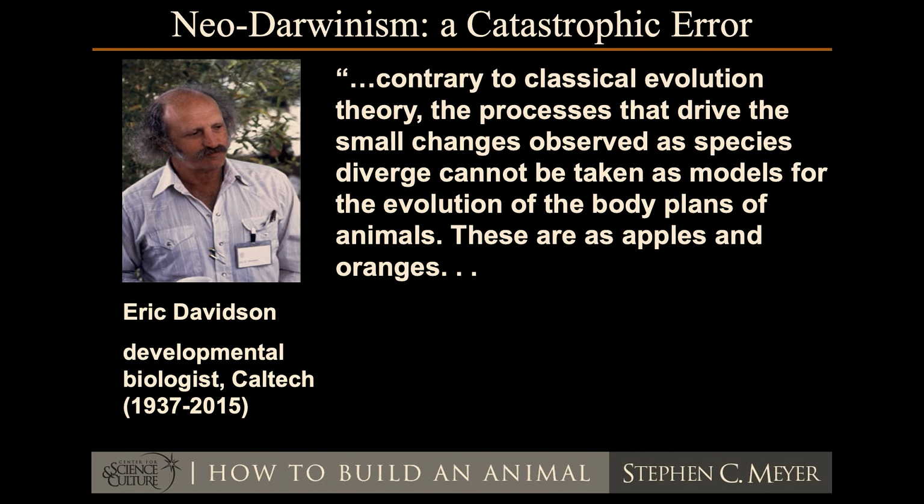These are apples and oranges, these processes. Small-scale variation is not the same thing as large-scale innovation, and the processes that drive that small-scale variation are similarly not the same as the processes that would be required to build a fundamentally new animal form. And he says actually that neo-Darwinism, he's been quoted as saying that neo-Darwinism is a catastrophic error in thinking because it does not address this problem. It turns out that none of the other leading evolutionary models do either. And we'll get to that.